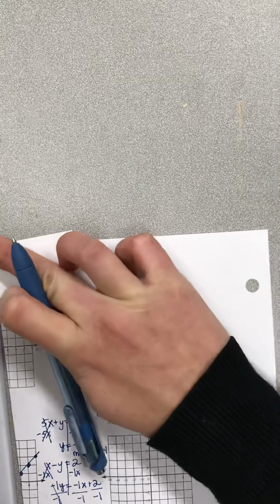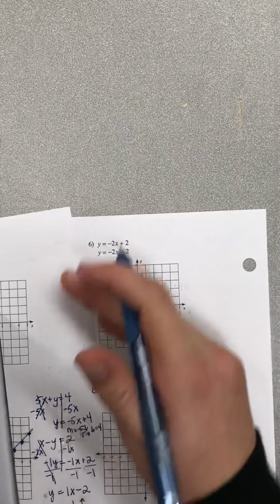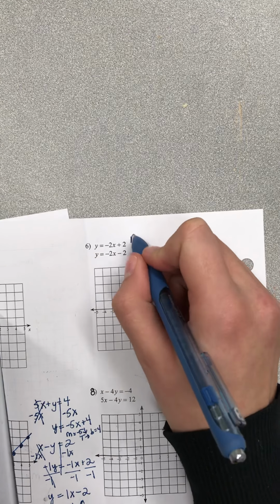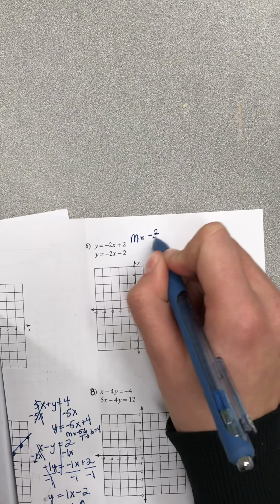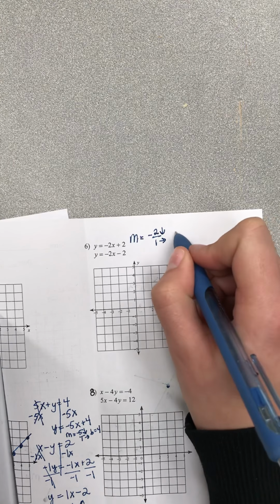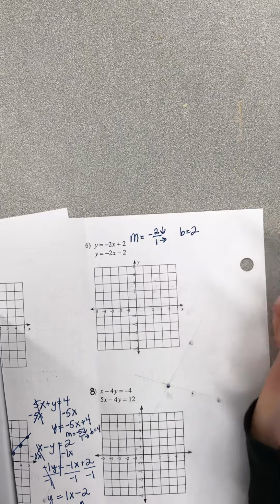Now the last problem I'm going to do is problem number 6, and the reason I'm going to do problem number 6 is because you'll see what happens when I graph them. So notice how they're both in slope-intercept form. My slope for the top equation is negative 2 over 1, which is down 2, right 1. My y-intercept is a positive 2.